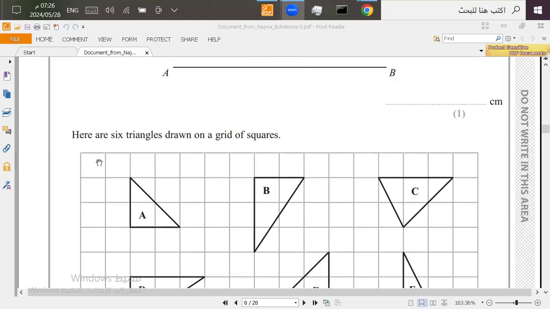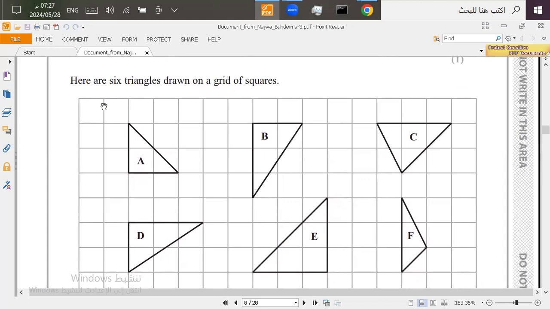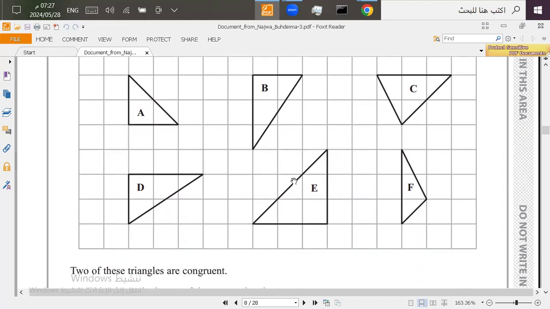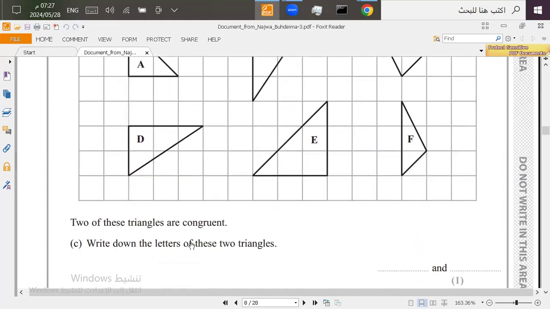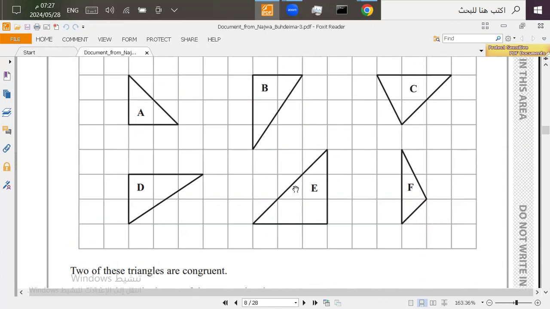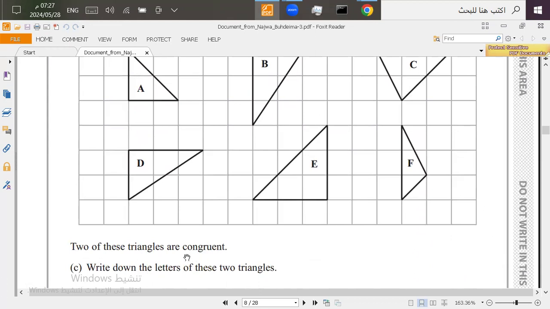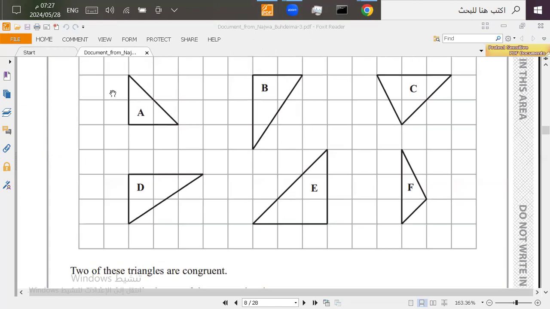Next question. Here are six triangles drawn on a grid of squares, A till F. Two of these triangles are congruent. Write down the letters of these two triangles. Now, we need to understand what's the meaning of the word congruent. Congruent means identical. Identical in size, identical in length of lines and everything, okay? But it can be rotated. It's okay. So let's take a look which ones are congruent.